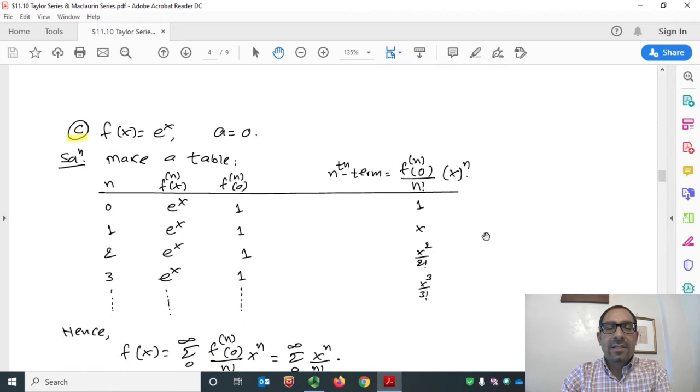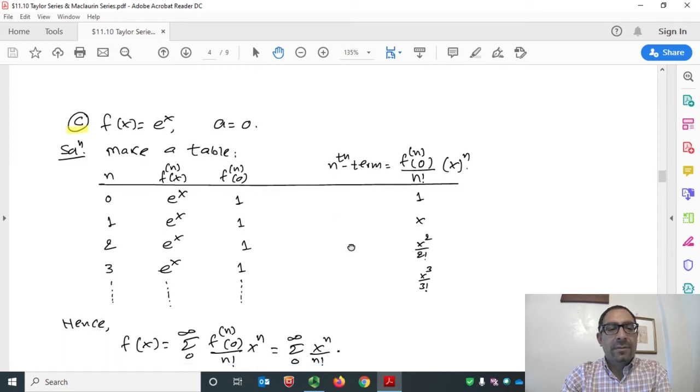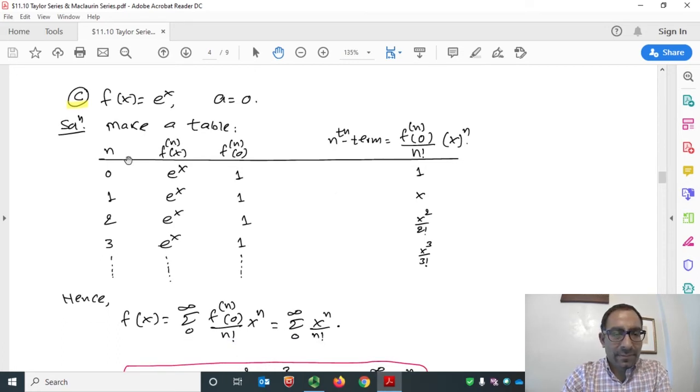Part C. Let's find the Taylor series expansion of e to the x at the origin. Begin the solution. Make a table. Here the 0th derivative of e to the x is itself. Evaluated at 0, e to the 0 is 1. So the first term is also 1. Then we take the first, second, and third derivatives of e to the x. It turns out to be itself each time. Evaluating the derivatives at the origin, it turns out to be 1, 1, 1, 1. So the terms turn out to be 1, x, x squared over 2 factorial, x cubed over 3 factorial, and so on.